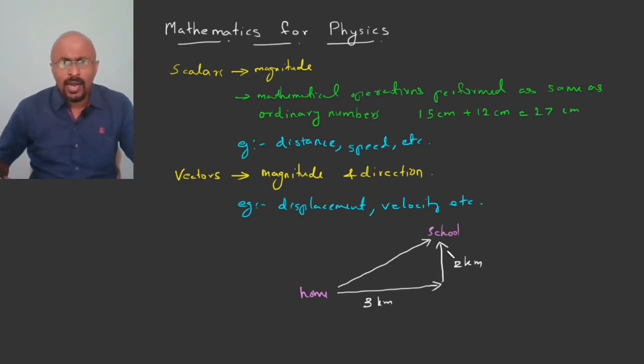So if we add 3 plus 2, it is not equal to this. So we cannot add vectors the same as ordinary numbers. It requires other methods to add vectors, and we will study it in other sessions. So what we studied is that it requires vector rules to perform mathematical operations.